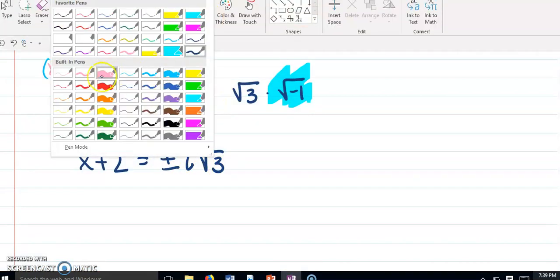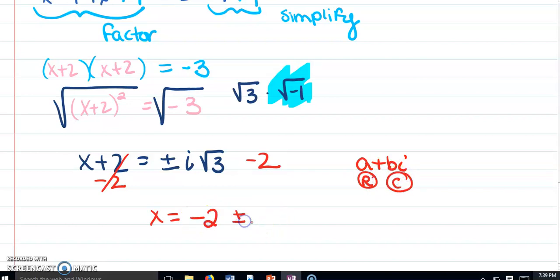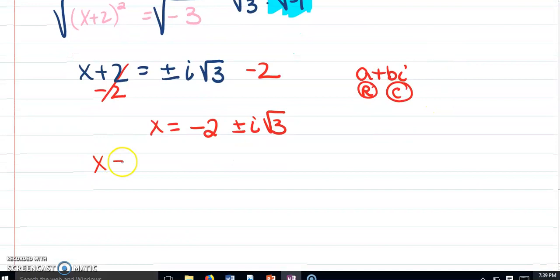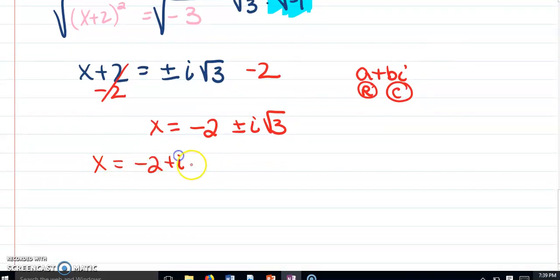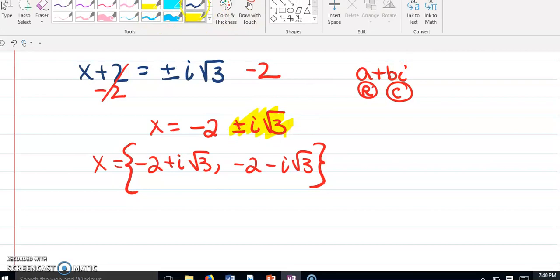To complete the problem, we're going to subtract 2 from both sides. And the proper way to write this is in a plus bi form, where the real number comes first and then the complex number. So it'll be -2 plus or minus i square root of 3. Or you could split it up and write it as x equals -2 plus i square root of 3 and -2 minus i square root of 3. Just make sure that your plus and minus goes in front of the radical term and not in front of the 2. 2 is negative either way.